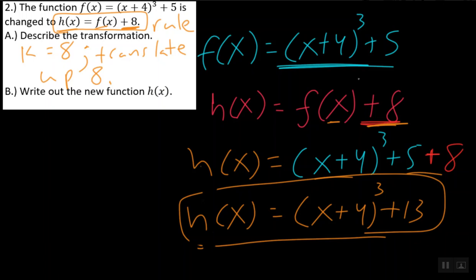Alright, let's move on to our third example. Okay, in example 3, it says the function f of x equals the square root of x minus 5 plus 6 is changed to k of x.